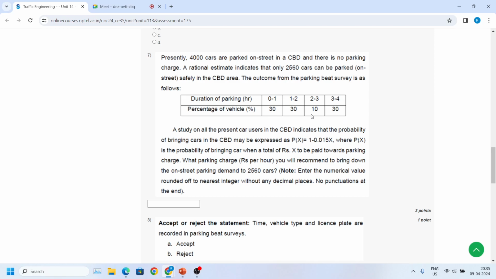And based on that, you have to find the expression for expected parking demand in terms of X, and then you have to equate it to 2560. Then if you solve that equation, you will get the value of X. So that would be the idea here. It shouldn't be too difficult.